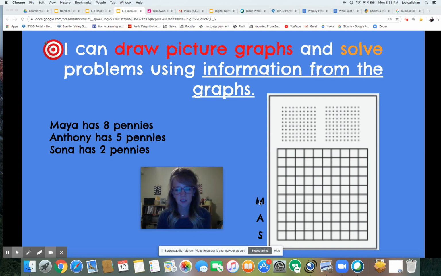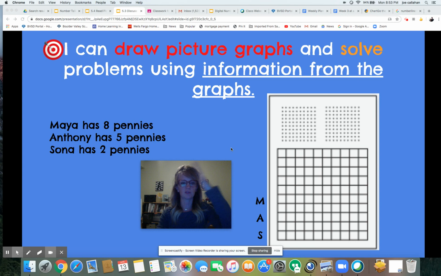And I decided I'm going to do a horizontal. Show me horizontal with your arm. Now show me vertical. Show me horizontal. Show me vertical. Nice. I decided I'm going to do a horizontal pictograph.